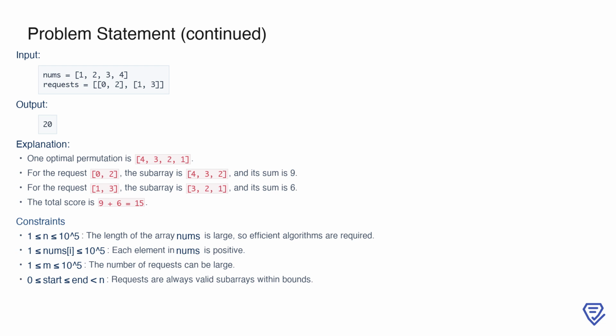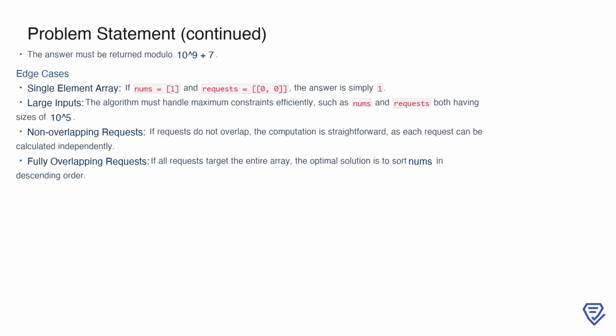indices. Finally, there are some important constraints and edge cases to consider. The answer must always be returned modulo 10 to the power of 9 plus 7. For edge cases, if nums has only one element and the request targets that single index, the result is simply the value of that element. For large inputs, where both nums and requests have sizes up to 10 to the power of 5, the solution must be highly efficient to avoid timeouts.